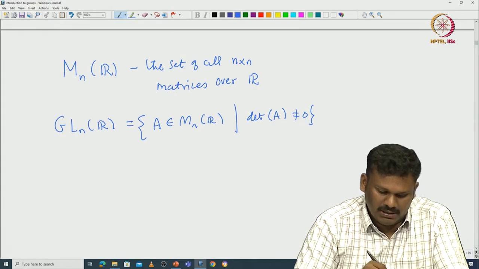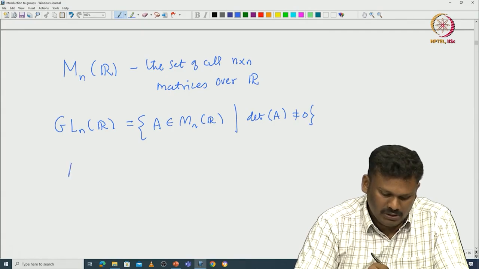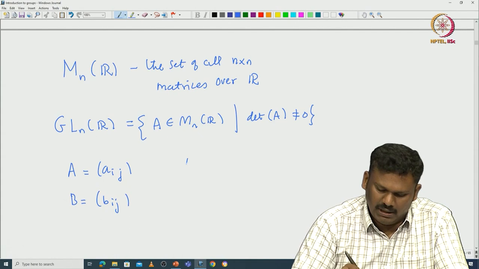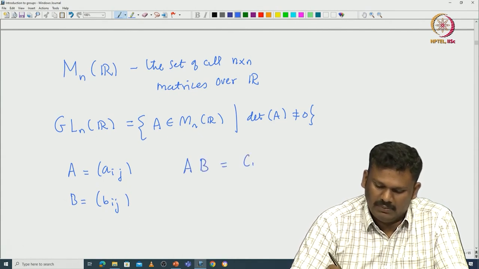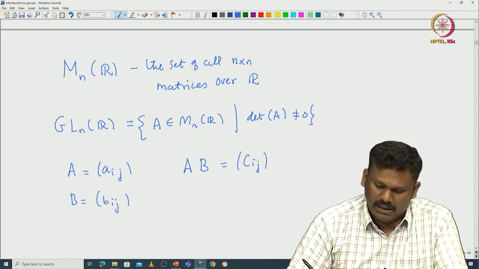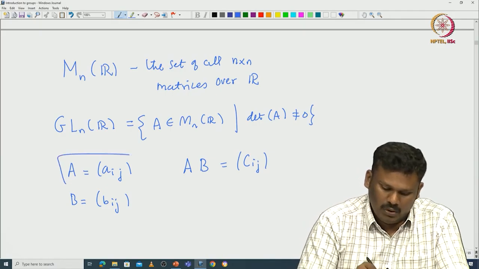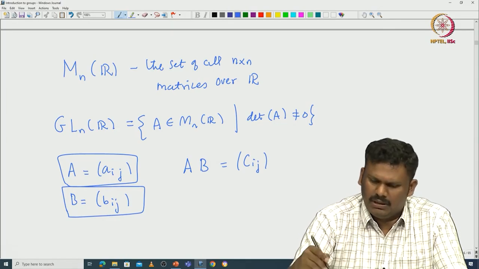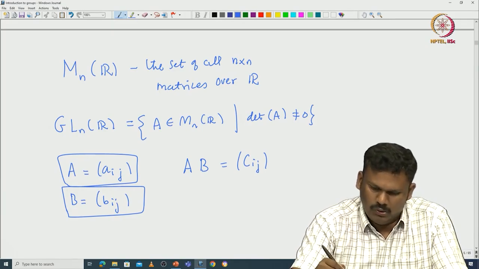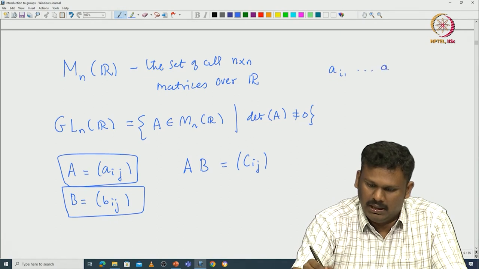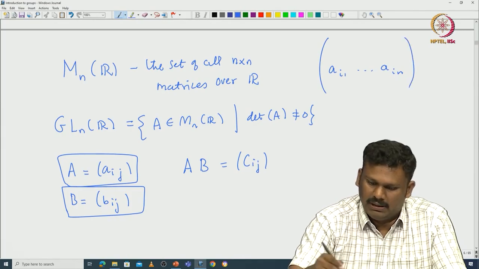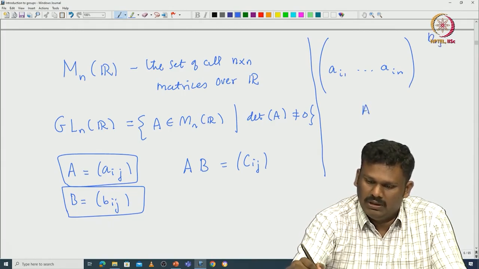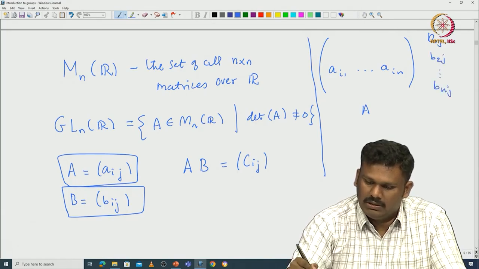So, you have this multiplication of two matrices. Given A and B, suppose A is given to be some A_ij and B is given to be some B_ij. Then we can talk about this multiplication AB. That is another matrix C_ij, where C_ij is obtained by taking the ith row of capital A and the jth column of capital B, multiplying entrywise and adding them. Let me demonstrate. You take the ith row a_i1 etc. a_in, inside the capital A, and you take the jth column, b_1j, b_2j, etc. b_nj, this is your B.